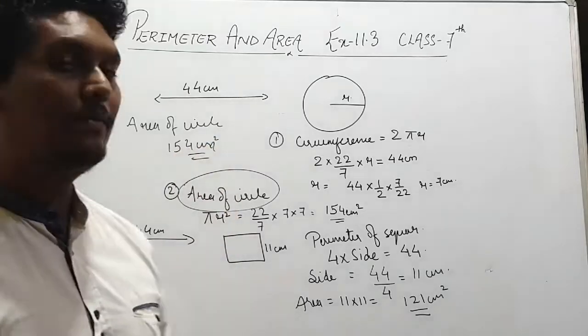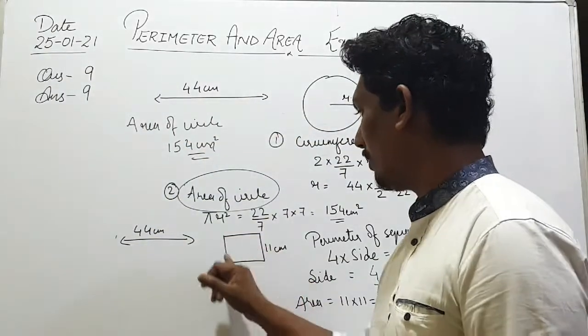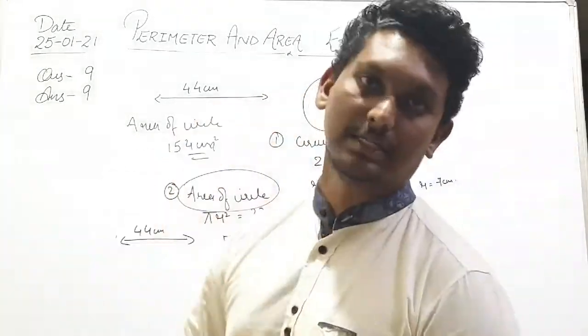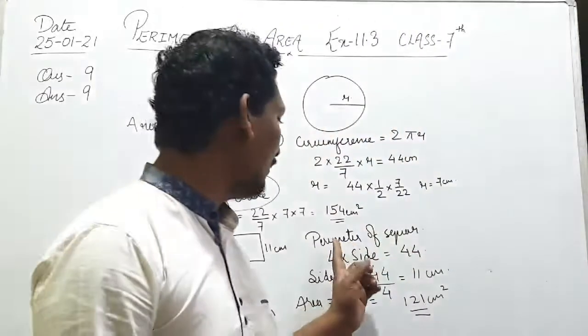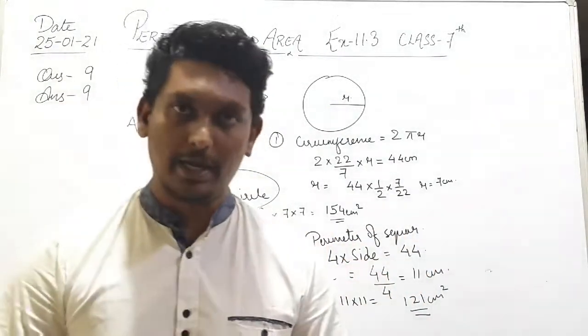Now the next part: the same wire is rebent in the shape of a square. Earlier it was a circle, now it is a square. So here we found the circumference for the circle. Now we are going to find the perimeter, right? The perimeter of a square is 4 into side.